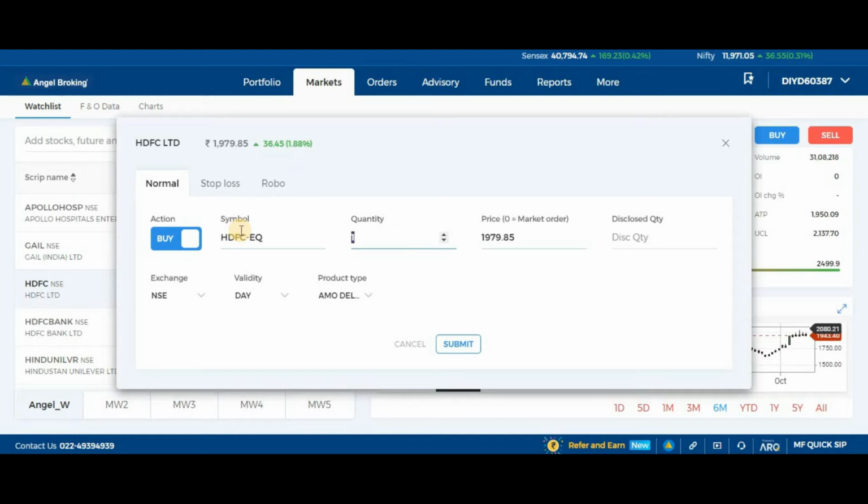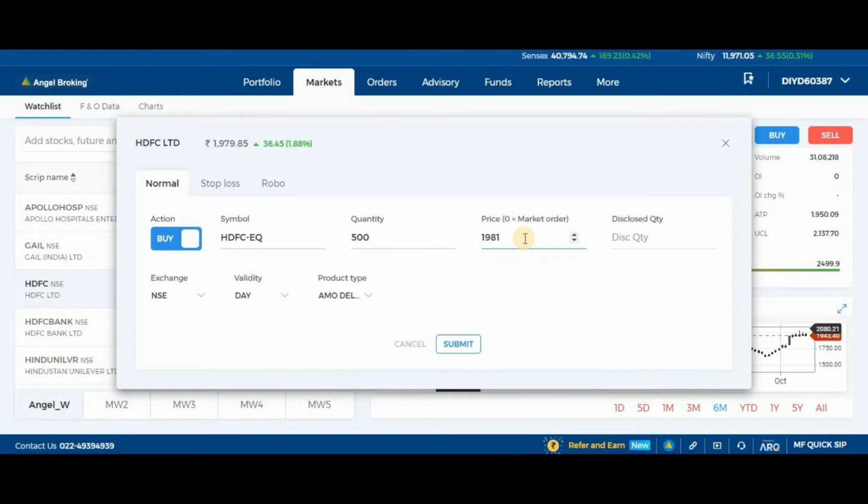So next comes the stop loss. What is a stop loss order? Before going to stop loss, I want to tell you that here comes the symbol, whatever the security is, HDFC, and the number of shares you want to buy. For example, I want to buy 500 shares, and the price is market. You can change it if you want it to be bought at 1981, so you can just change it like this and carry on.